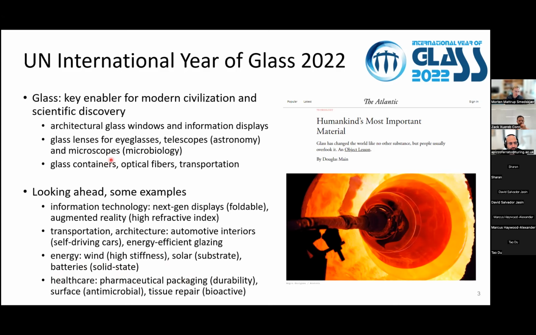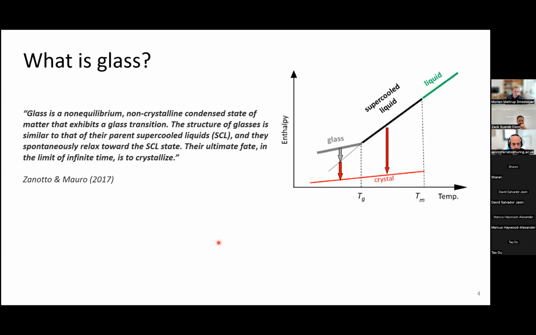Of course, in some of them, like architectural windows, it's the basic types of soda lime silicate glasses, but for many of these, the individual glass is engineered and designed for that particular application. Okay, so then what is a glass?